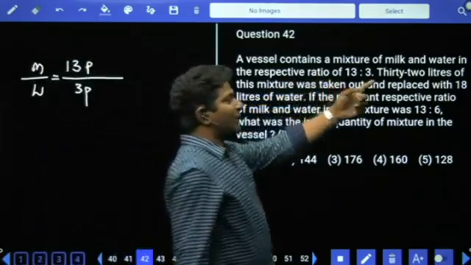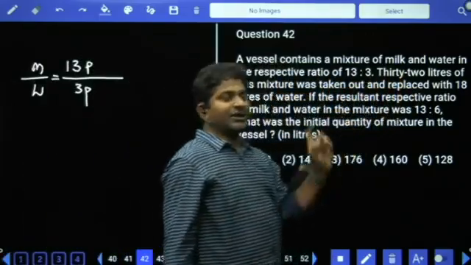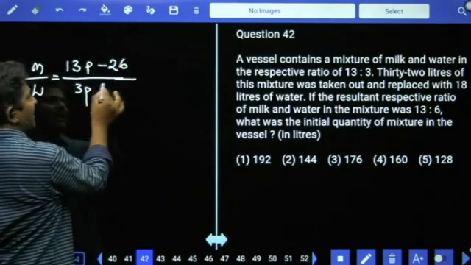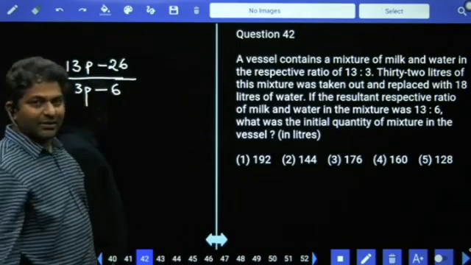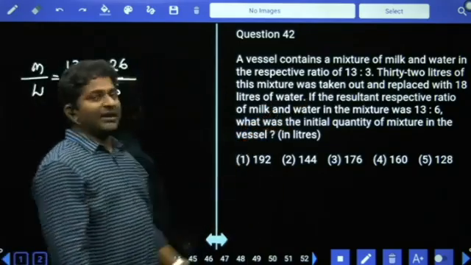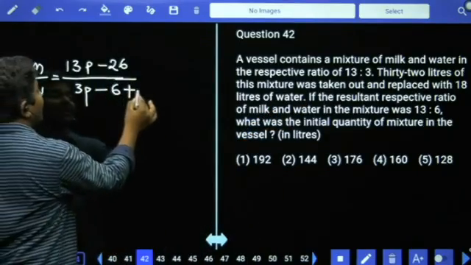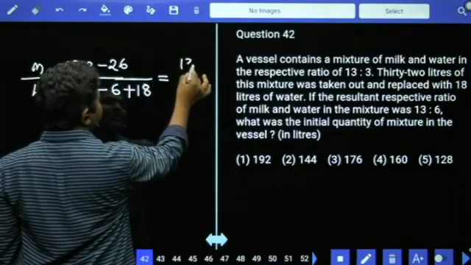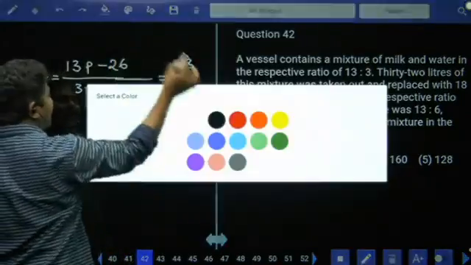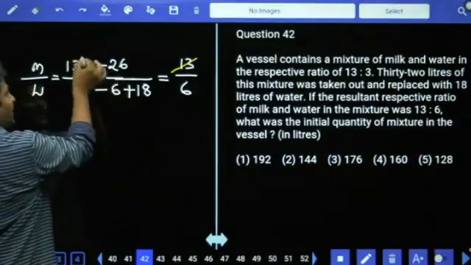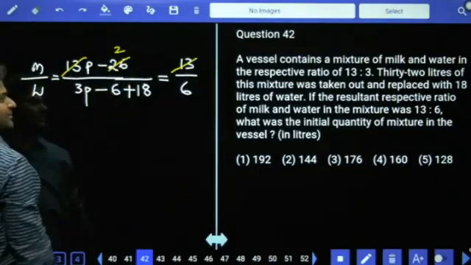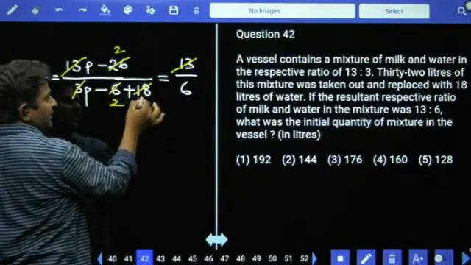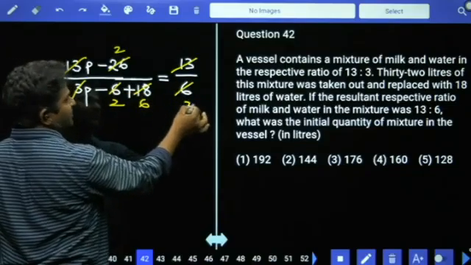32 liters is taken out and even this 32 also should be in the ratio 13:3. So from this, 26 liters of milk and 6 liters of water is taken out and replaced with 18 liters of water. So again we are adding 18 liters of water. Now the ratio becomes 13:6. Take 13 common, 13 once and then 13 two times. Take 3 common, 2 times here, 6 times here, 2 times here.